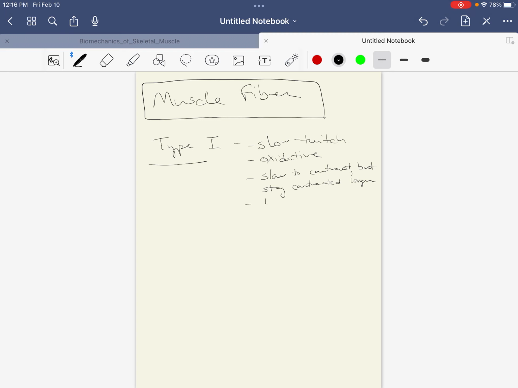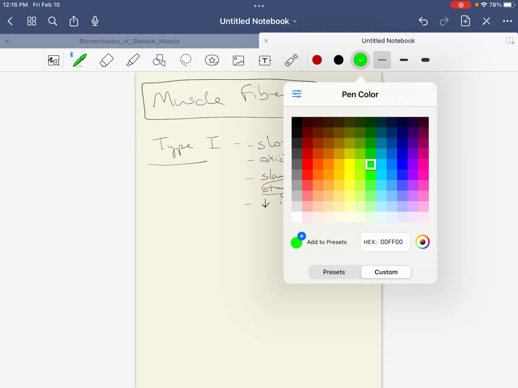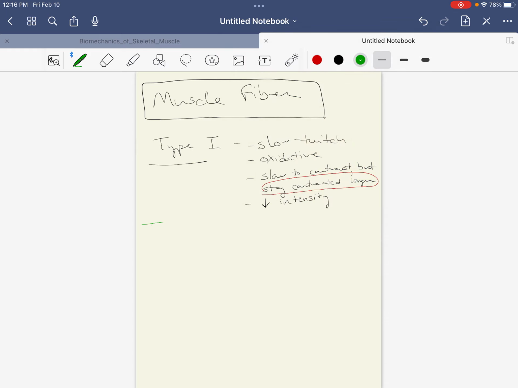They're also at a slightly lower intensity than the type 2. They're not as strong, but the benefit of these is that they can stay contracted for longer. Then we have our type 2. I'll change color, keep things interesting. Let's go for a darker green. Overall, the type 2 would be the fast twitch. And whatever we said about the slow twitch, the fast twitch is usually the reverse. But we're going to be more specific.